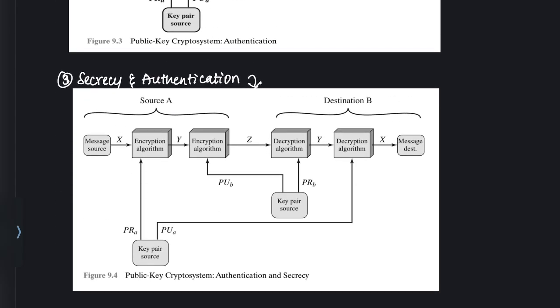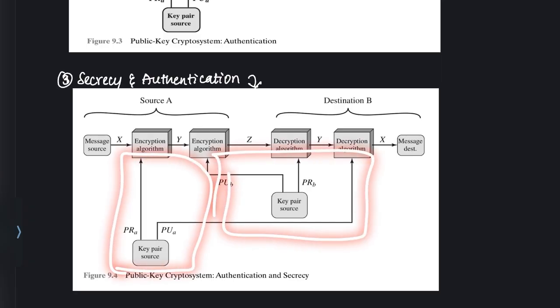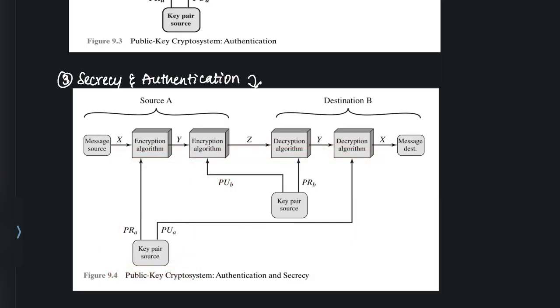Okay. Speaking of secrecy and authentication, when we combine them, what do we get? This approach combines this part for authentication, and this part we have taken from secrecy. First, sender A will encrypt the plain text with their private key PRA. So the first encryption is happening here. After that, we'll do the second encryption for confidentiality purposes. The resulting ciphertext Y is encrypted using the receiver's public key, that is PUB.